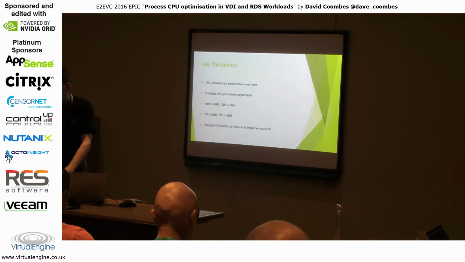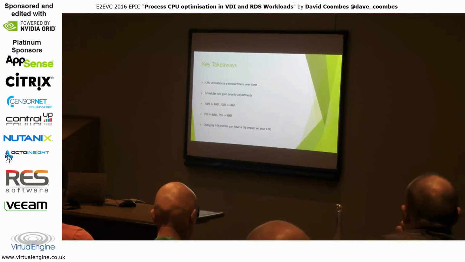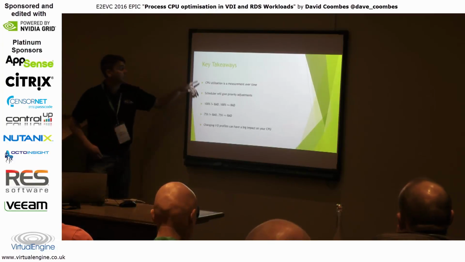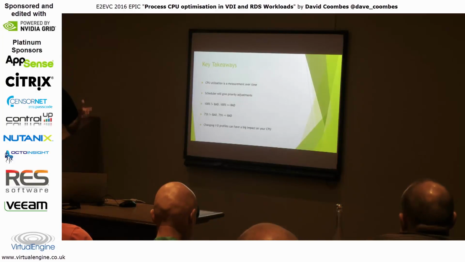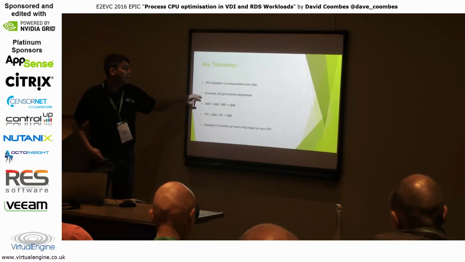Okay, I did have a few more, but if you want to see them, please come and grab me afterwards. Just a few takeaways. Remember, CPU is measured over time, and that's the key thing. You might only be using 50% in the first half second or the first sample. If you're sampling every 5 seconds and using 50%, you could have 100% for 2.5 of that. It's very important to understand.